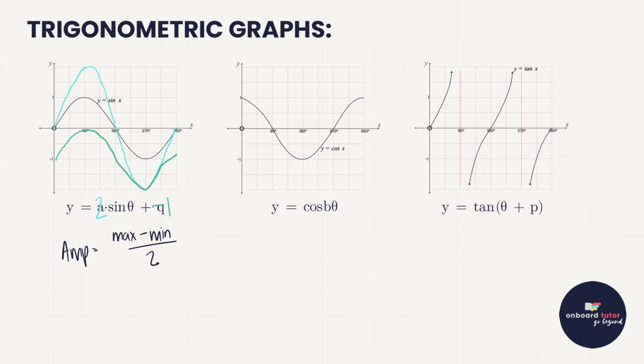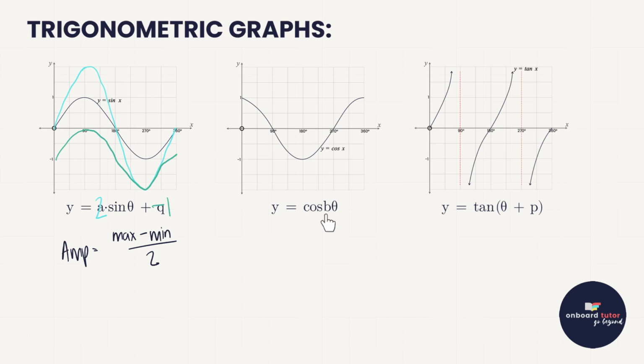And then bear in mind that a tan function doesn't have an amplitude because the maximum goes all the way up to infinity, the minimum all the way down to minus infinity. And so for that reason, we can't actually work out the maximum minus the minimum because we don't know how much infinity is. All right, let's move on.